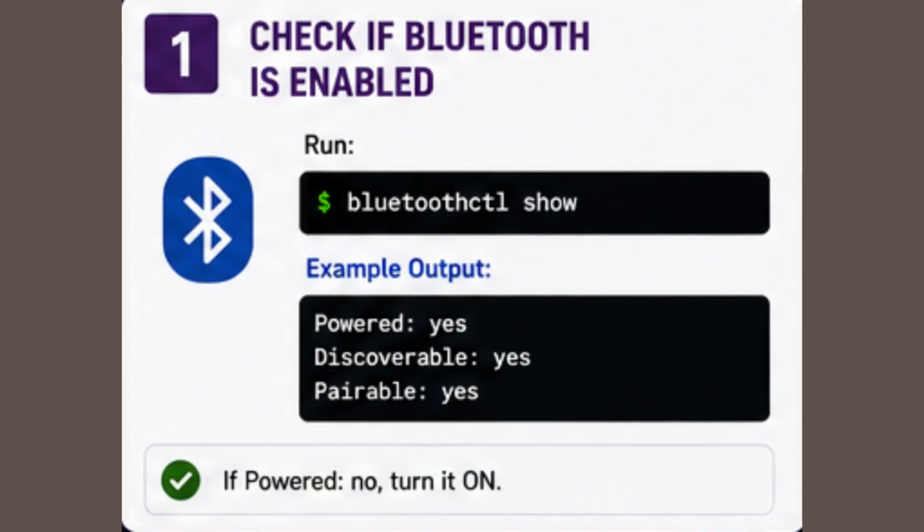So here, what you have to do is first check if Bluetooth is enabled. Simply type the first command, bluetoothctl space show, and then you're going to get this kind of example output. If you get everything turned on, then it's good to go.